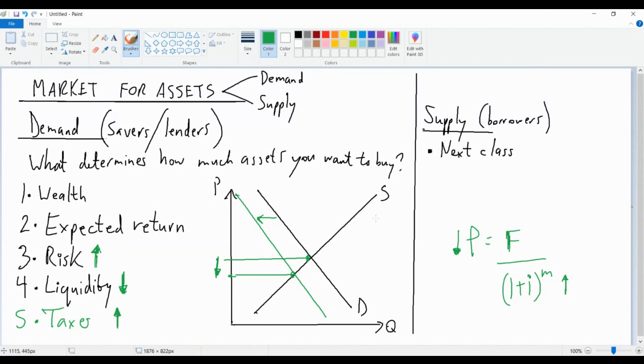That intuition is going to help us a lot going forward when we look at ways in which assets might differ from each other. And as for this negative relationship between prices and interest rates, remember it's bond prices and interest rates, or asset prices and interest rates. It's just the present value formula really that's giving us that. Okay?